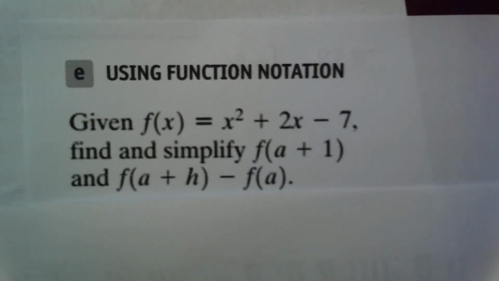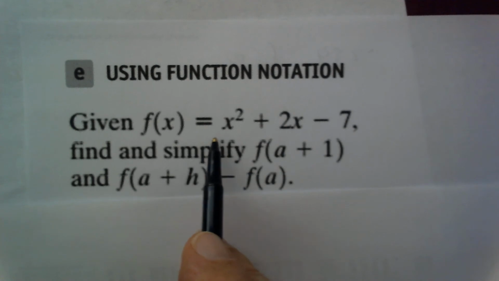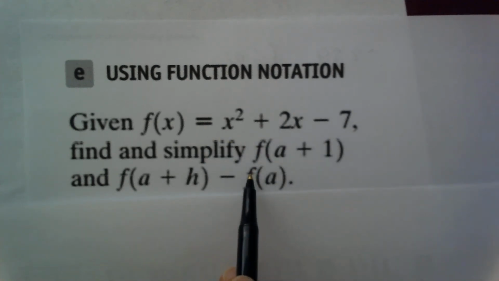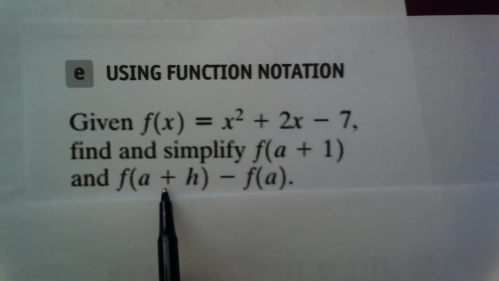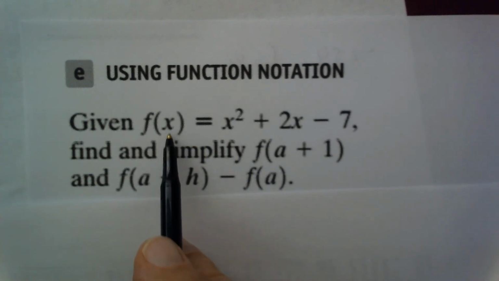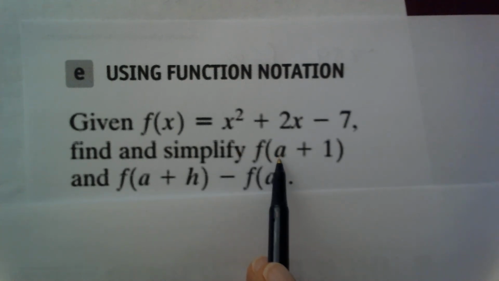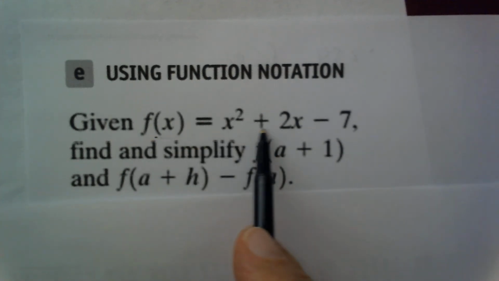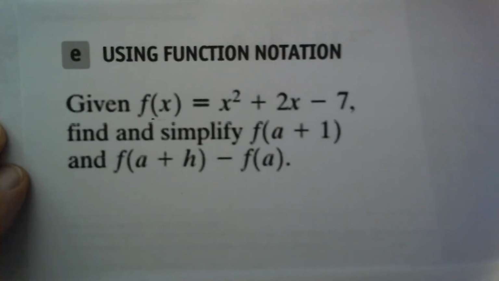For the last exercise, using function notation, we're given a function f of x equals x squared plus 2x minus 7. And now we're supposed to determine f of a plus 1 and also f of a plus h minus f of a. Well, what does that all mean? Remember, for function notation, we replace every x with the expression a plus 1. That's what f of a plus 1 means in the context of this function. So when we expand that, watch what happens.